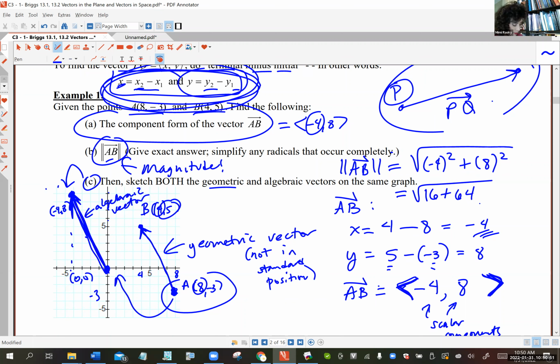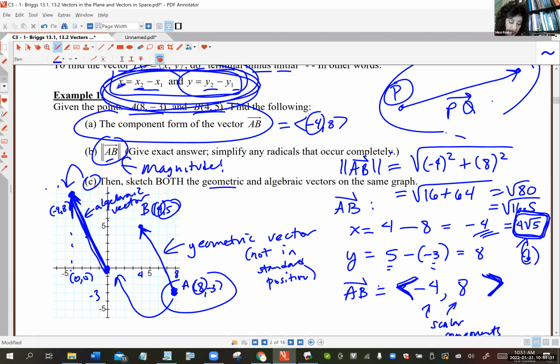What the heck is 16 plus 64? It's square root of 80, which is actually the right answer, but I'll take away 1 point if you leave it like that. I don't want you to convert to decimal. I want you to simplify your radicals. So it turns out that if you factor 80, the largest perfect square that's a factor of 80 is 16, and then the square root of 16 is 4. So the final answer that I want to see as the magnitude, the length for this vector is 4 square root of 5. So that's the answer to part B. Yay! And we're done with this example.